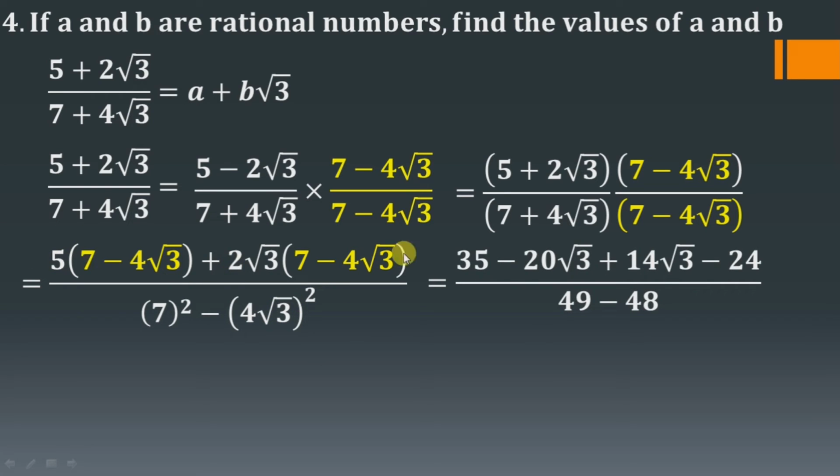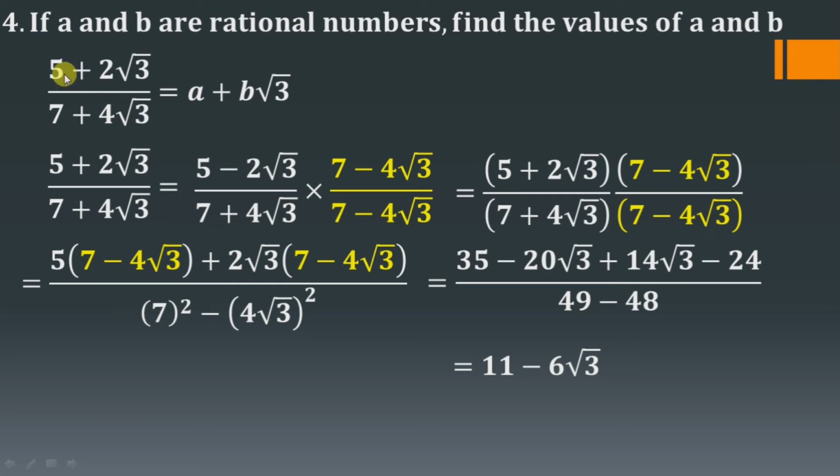Let's simplify this. 5 7s are 35, minus 5 4s are 20 root 3, plus 2 7s are 14 root 3, minus 2 4s are 8 root 3 into root 3, which is 3, 3 8s are 24, divided by square of 7 is 49 minus square of 4 root 3 is 48. 4 4s are 16, 16 into 3 is 48. 35 minus 24 is 11, and 20 root 3 minus 14 root 3 is 6 root 3, minus 6 root 3. 49 minus 48 is 1.